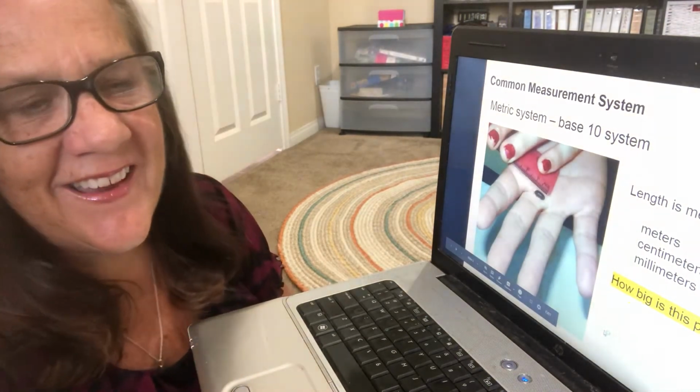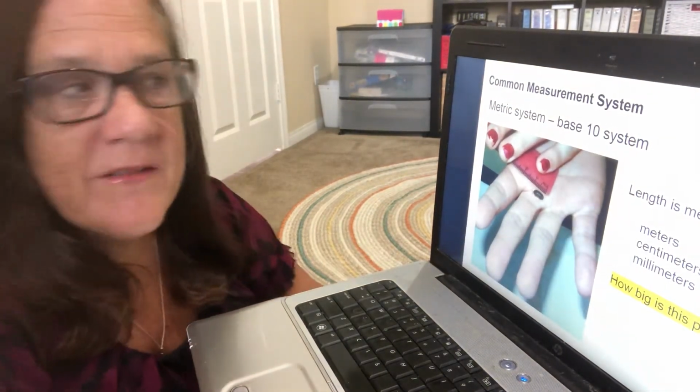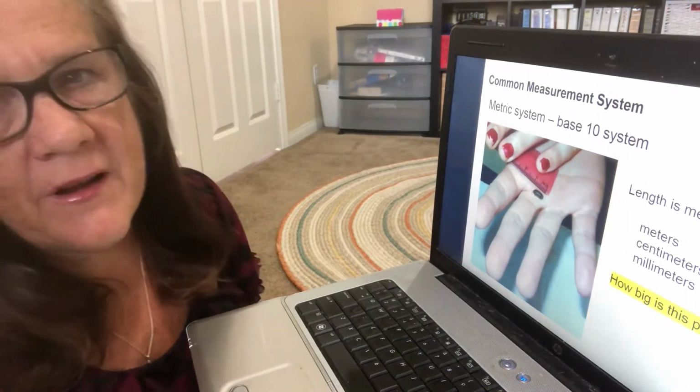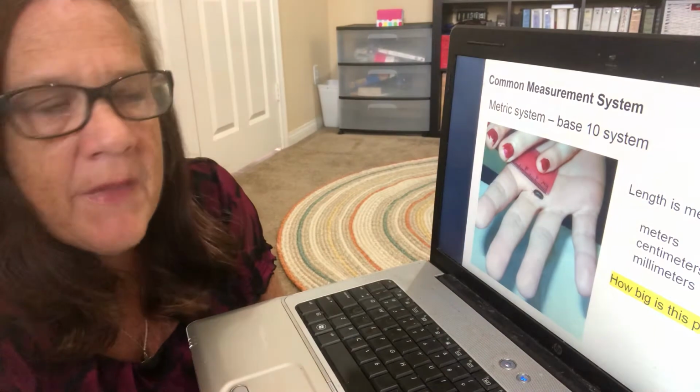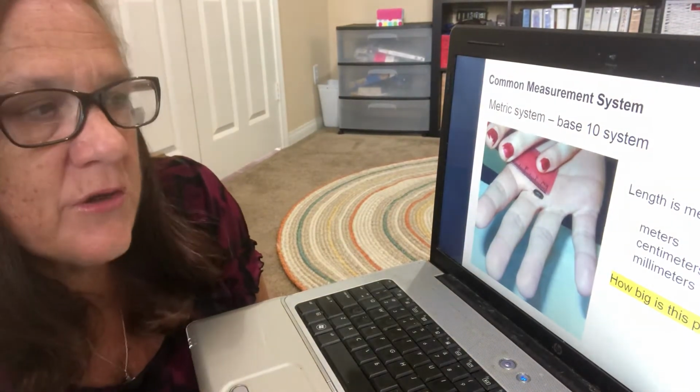So as you can see, understanding volumes and measurements can be very difficult. So today we're going to just start with some basics. The first one is called the metric system, and it's a system that scientists use all over the world.